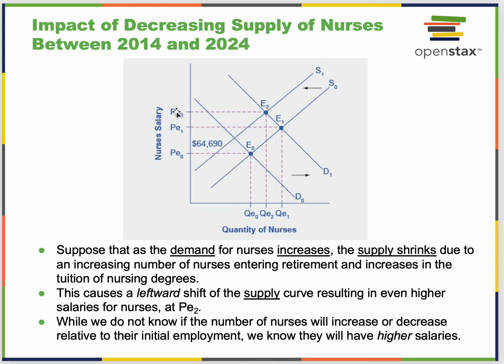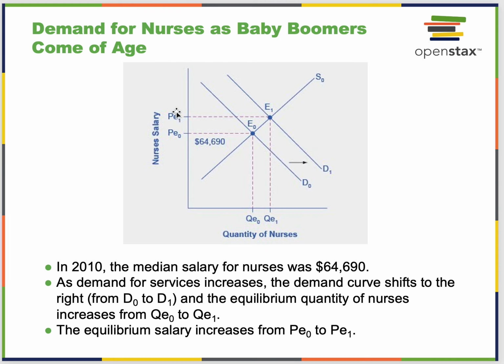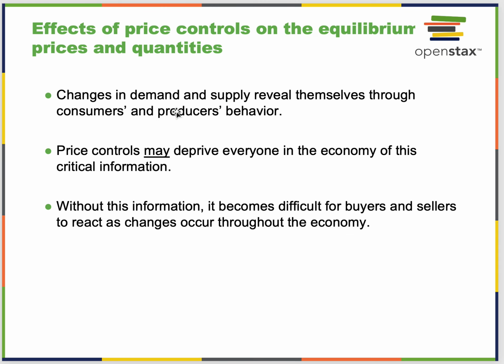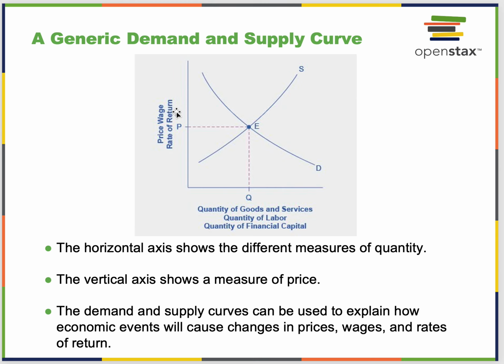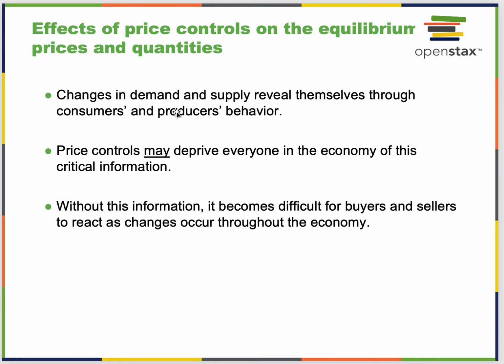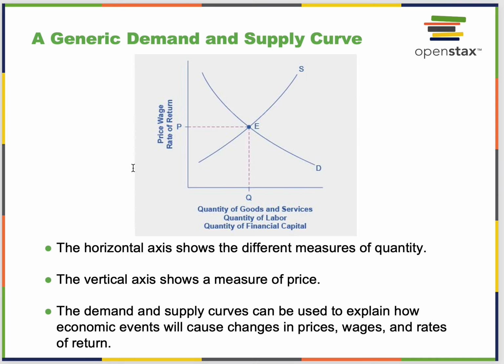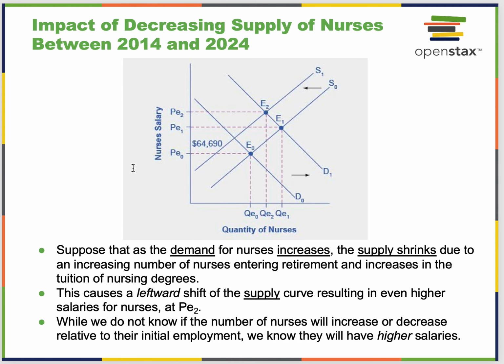So you could use this supply and demand, as we said. It's the market system. It's how to look at the market system as an efficient mechanism for information. And it is one of those fundamental curves we look at.